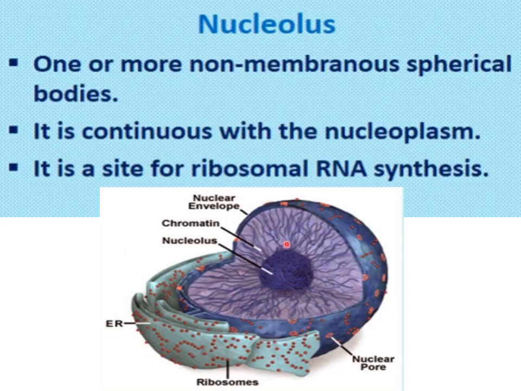So here you can see this diagram. This part is the nucleolus. This complete nucleus is present here. This is the nuclear envelope, and in the center this is the nucleolus, and this nucleolus is the site for ribosomal RNA synthesis. Ribosomal RNA is formed here.